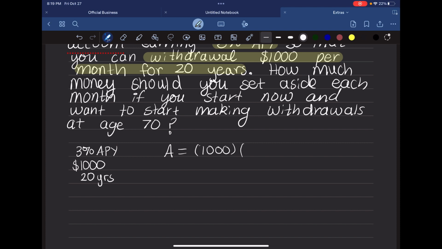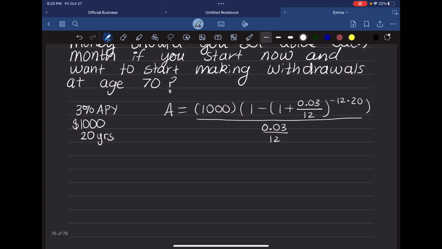And then we have 1 minus 1 plus our interest rate, which is 3%, so 0.03. We're doing it monthly, so we divide by 12. And we raise that to the negative 12 times, we want to do that for 20 years, so we have 12 times 20. And then we divide this whole thing by 0.03 divided by 12. So now we can actually just plug that entire thing into a calculator.